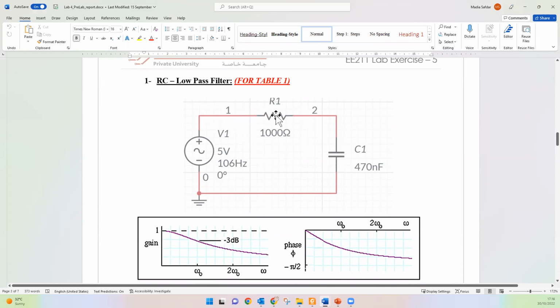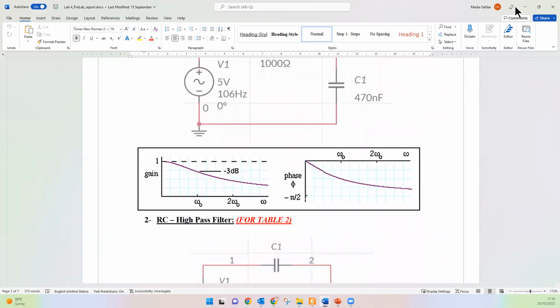Here we are going to construct a circuit using passive components, and we will see how it will act as a low pass filter. We will take this 5 volt, 106 hertz AC power source. In the hardware we use a function generator. Then we have a 1000 ohm resistor, and a capacitor of 470 nanofarad, and with the ground we will complete the circuit.